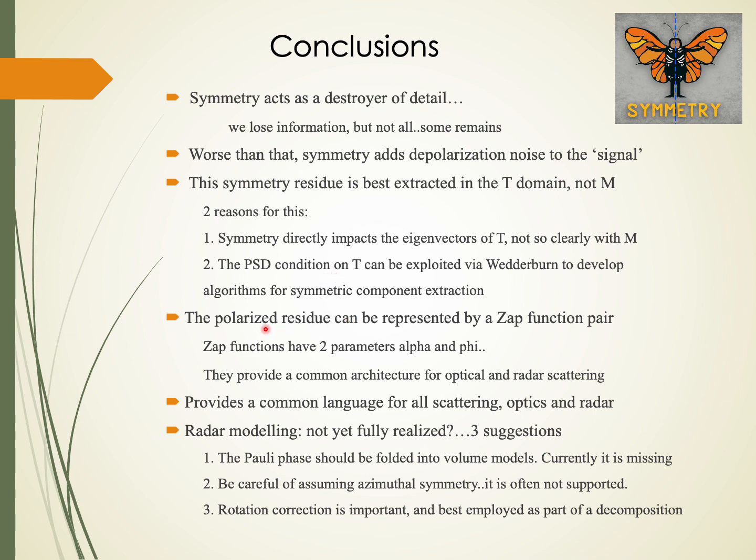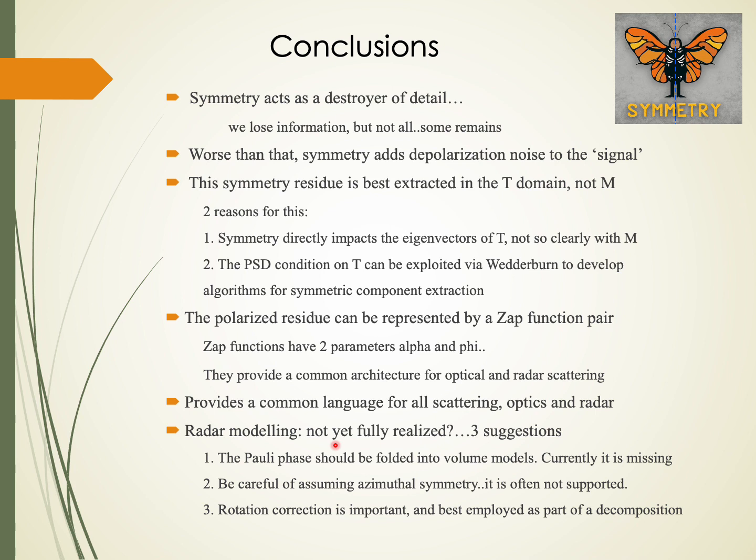A key idea, of course, is that the polarized residue, whatever it is, can be represented by this thing called a zap function pair. And they have two parameters, alpha and phi. Remember, you can think of them just as a kind of extended complex number. But the alpha and phi have specific physical interpretations that we've had a look at. And a key thing is they provide a common architecture for optical and radar scattering. So hopefully both domains can talk to each other in optics and radar by using this joint formulation. So we have a common language for all of scattering. We don't have to think of it as two different communities, just as one process, which is the scattering of waves. And a final little point about radar modeling, I would suggest it's not yet fully realized.